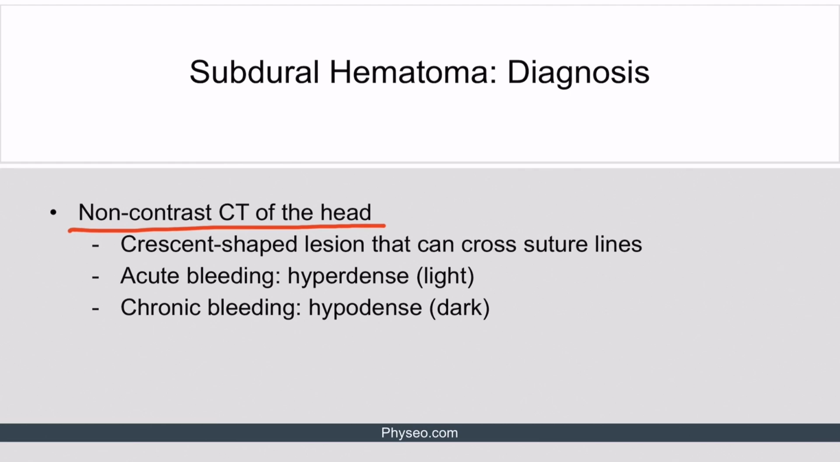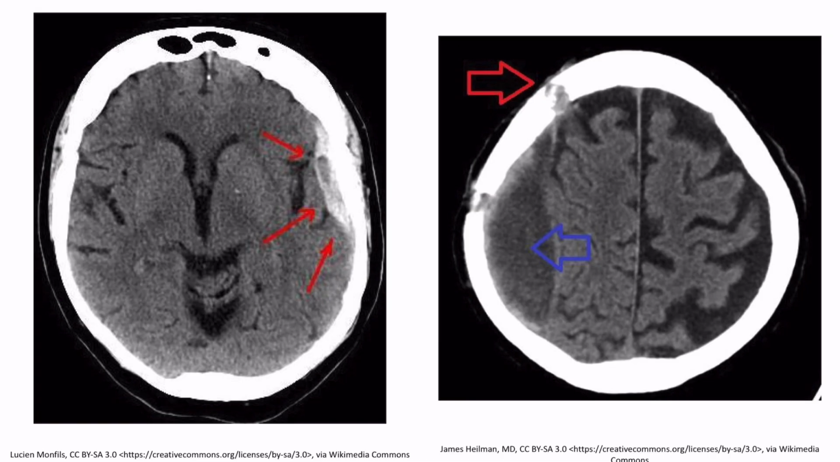The signal intensity can give us an idea of how old the bleeding is. Acute bleeding appears hyperdense or light in a non-contrast CT, while chronic bleeding appears hypodense or dark. These CT scans provide a great example of an acute subdural hematoma compared to a chronic one. Notice that the bleeding appears crescent-shaped in either way. When the hematoma appears white or hyperdense, it is acute. If it appears dark or hypodense, then it is chronic.